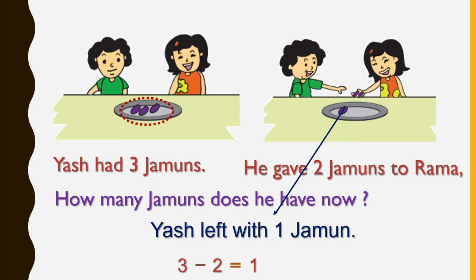Got this, children? And this sign, a small line, tells minus. Okay? This is the symbol for minus, and this you know, this is equal to, right? You have to read 3 minus 2 is equal to 1. Okay? Let us solve some more problems.